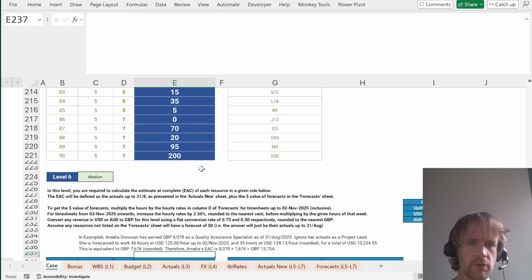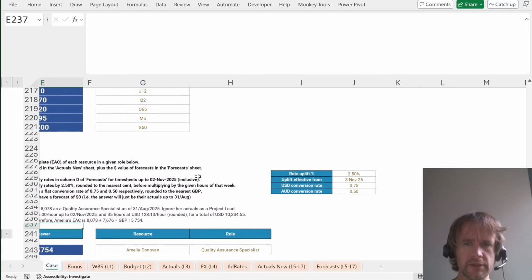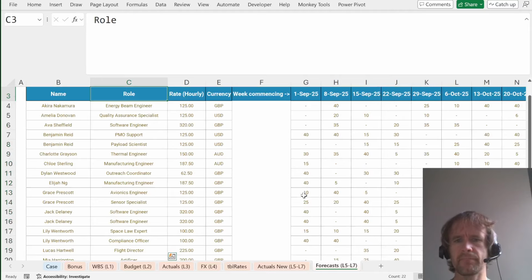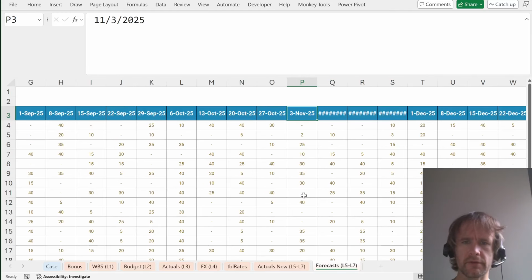Okay, in this level, you're required to calculate the estimate at complete of each resource in a given role below. The EAC will be defined as the actuals up to 31.8, as presented in the actuals new sheet, plus the dollar value of forecast in the forecast sheet. Uplift effective from 3rd of November. Okay. Is the 3rd of November clean? Yes, it is. Okay, fine.